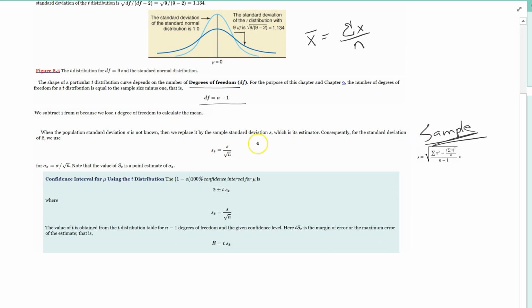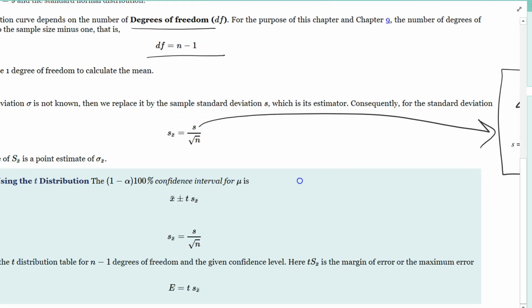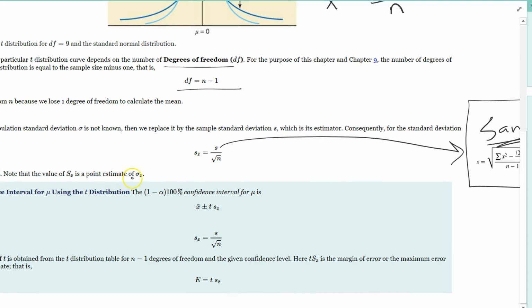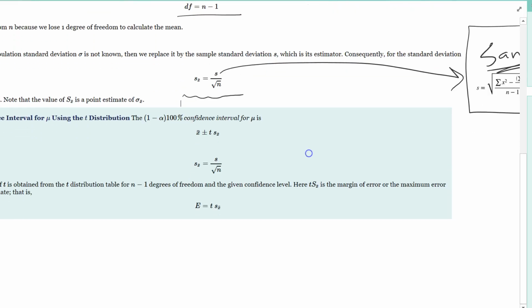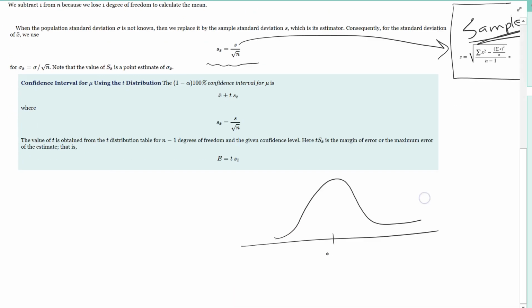So we have to be able to calculate the standard deviation of a sample population. Once we have that, we can calculate this point of estimation by dividing by the square root of n. So similar to what you did in 8.1 and 8.2. And then we're looking for a confidence interval in that t-distribution, whatever it looks like, about some x bar.